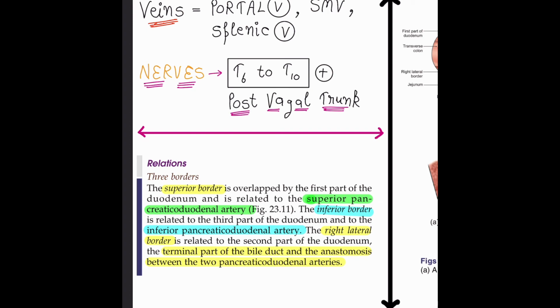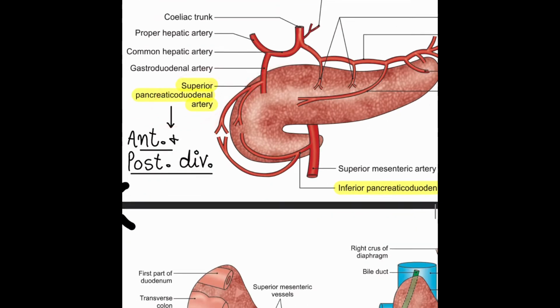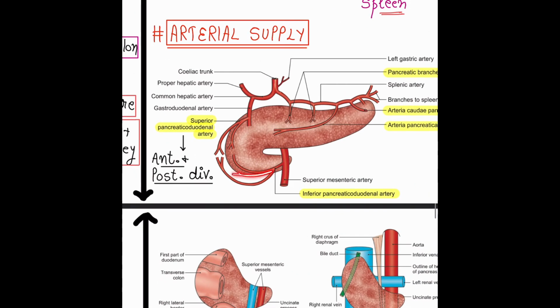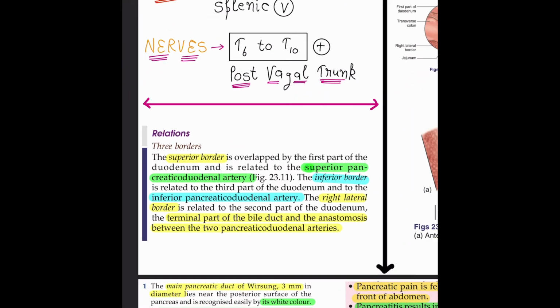Okay, so the superior border, as we talked about, is related to the first part of the duodenum, but it's also related to the superior pancreatico-duodenal artery. We've seen here, what's this? This is the superior border or superior surface of the head of the pancreas, and it's related with the superior pancreatico-duodenal artery. Okay, and same goes with the inferior border or inferior surface. It will be related with the inferior pancreatico-duodenal artery. Okay, no brainer, simple. And the right lateral border, I've told you what occurs here: anastomosis between them.